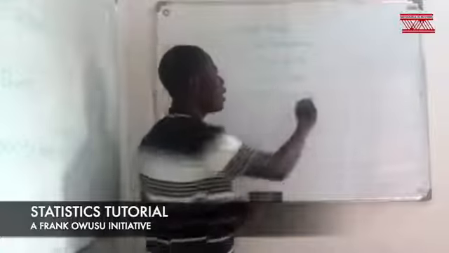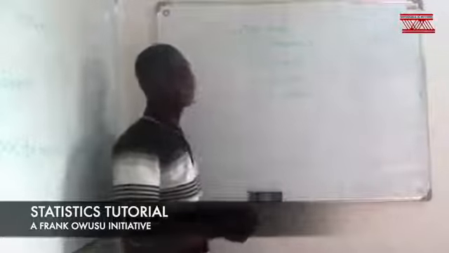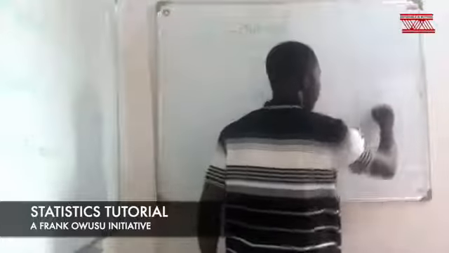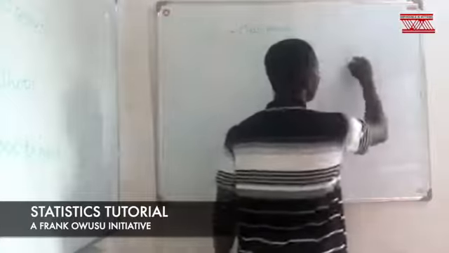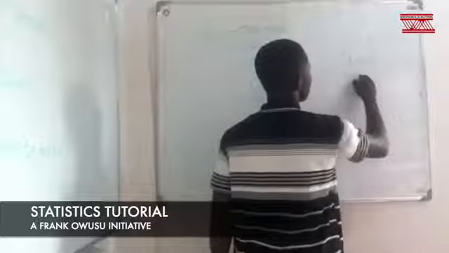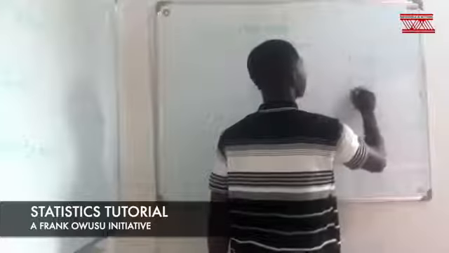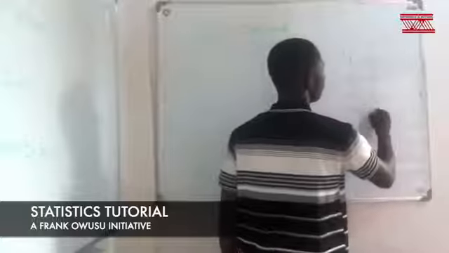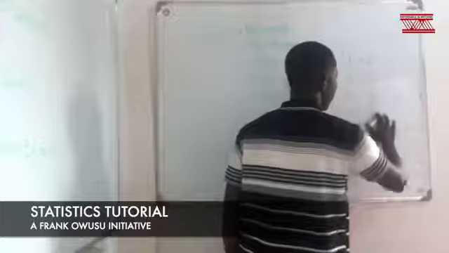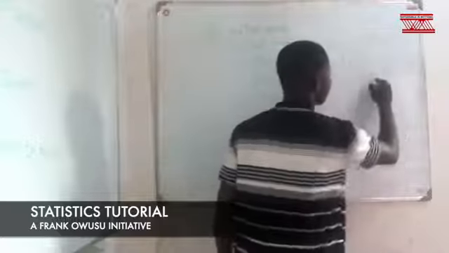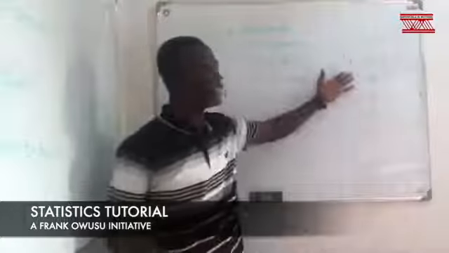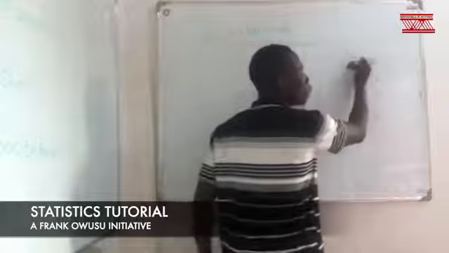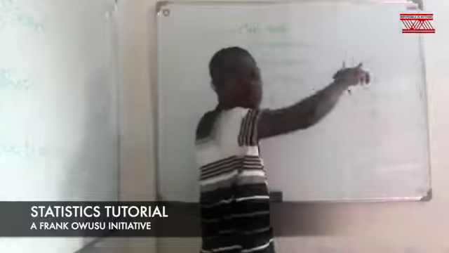So please, let's start with the class interval. When we say class interval, assuming I have this: 1 to 5, 6 to 10, 11 to 15, 16 to 20. Assuming I have this, this is called what? My class intervals.